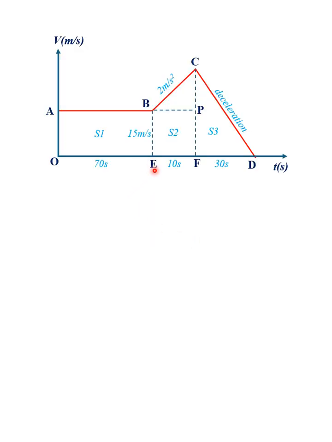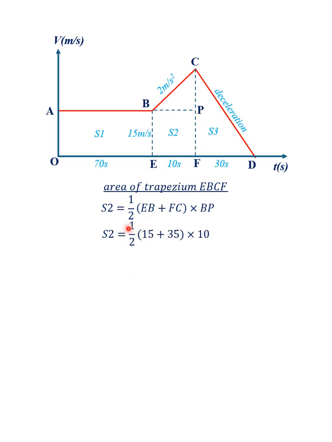So for trapezium EBCF, the area of the trapezium will be equal to S2, which is distance covered, equal to half the parallel sides EB plus CF or FC times the height BP. If we put the values, S2 will be equal to half times EB. EB is 15 plus FC is what we calculated the other time as 35, which is this entire height here, times 10. BP is 10, the height of the trapezium.